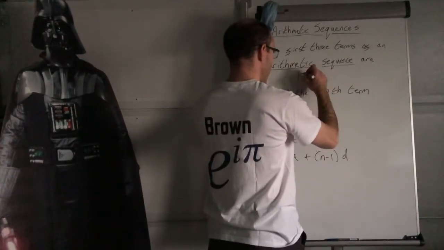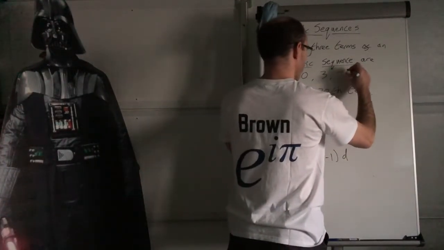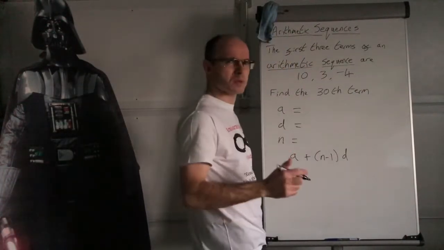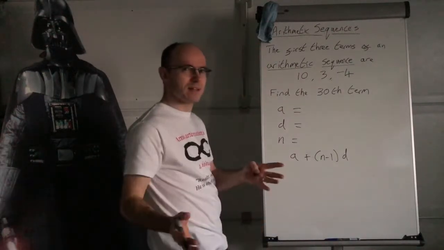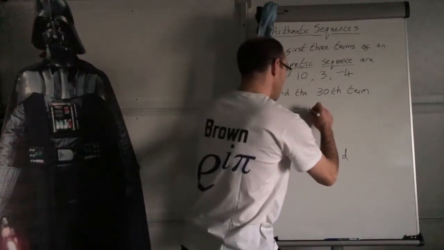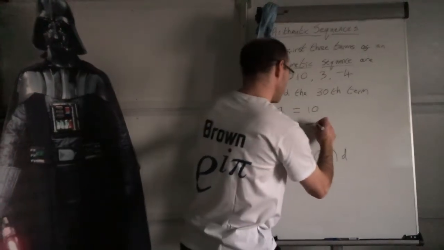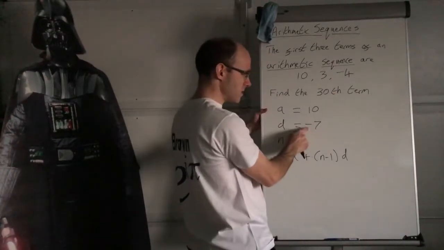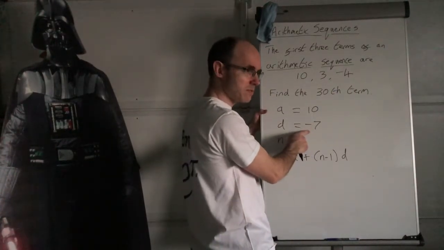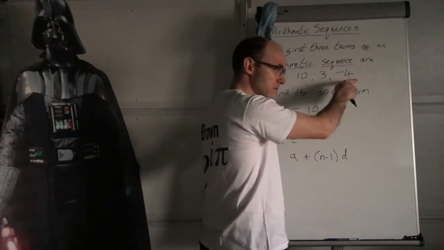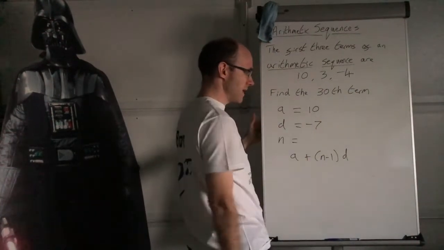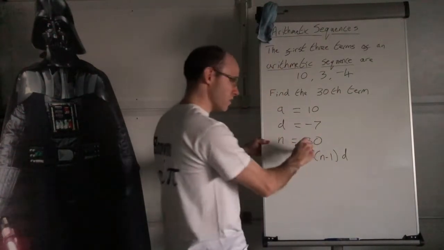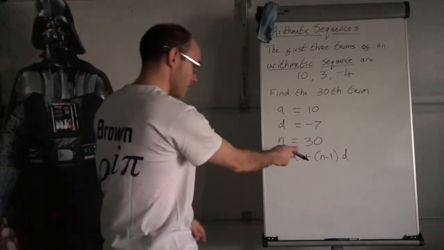So 10, 3, negative 4. Okay, so let's go. Oh, pause the video first. Right, let's go. So A equals 10, common difference is negative 7. It's going down, isn't it? So 10 and then subtract 7, subtract 7. If we'd written just 7, that would be positive 7. That would be for the sequence 10, 17, 24, going up. So make sure you've got a negative value of D there. N, we're going to use 30 for the 30th term. And we'll just substitute into this expression here.